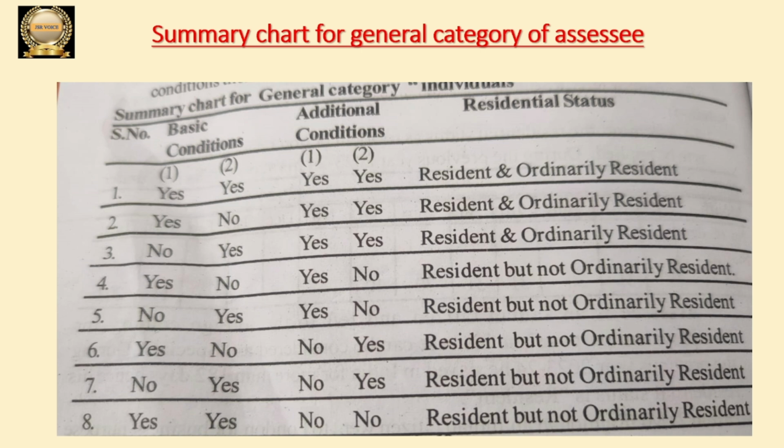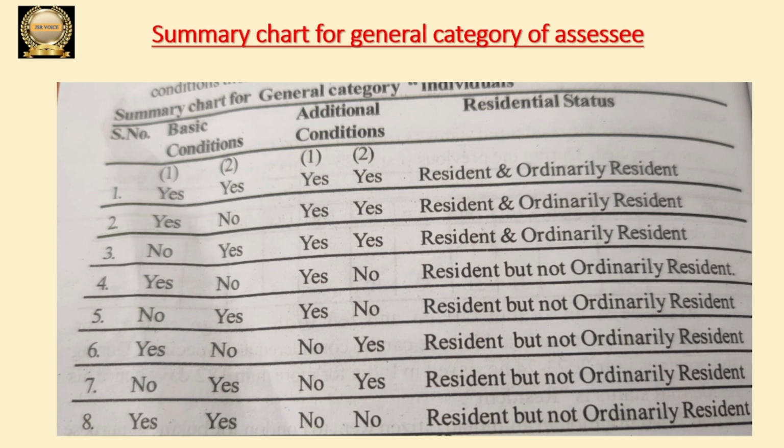So here this party is satisfying two basic conditions, so we can treat him as a resident. Once he becomes a resident, then we will apply additional conditions. We have two additional conditions. The first one he is satisfying, the second one also he is satisfying. So if he satisfies both the additional conditions, then we can treat him as a resident and ordinary resident. So you can see under residential status it is written here: resident and ordinary resident.